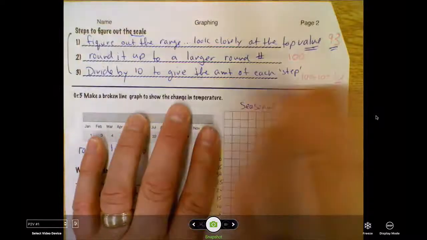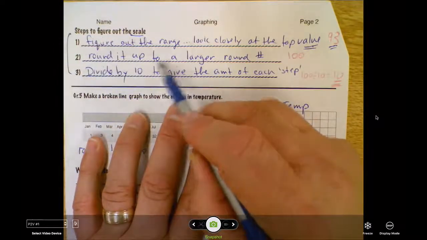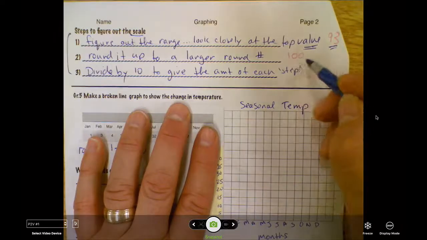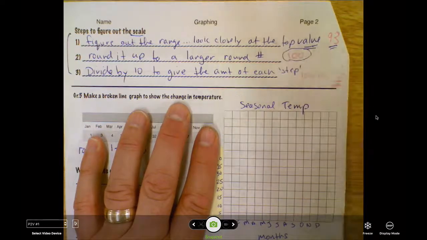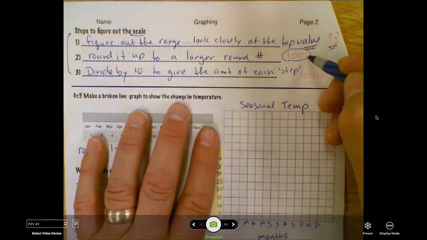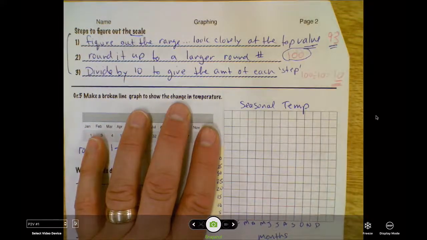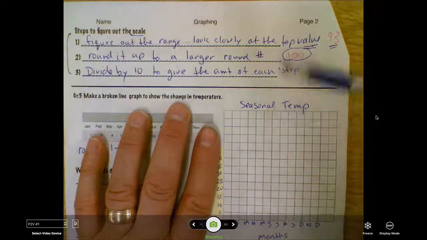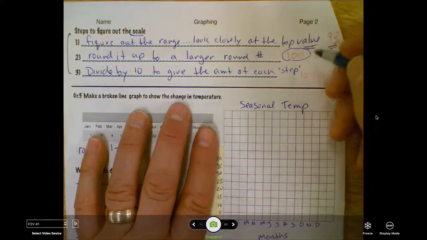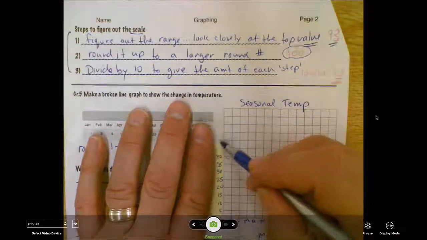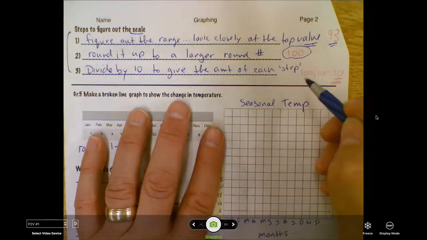Okay? What you're going to do is look at that 93 and round it up to the next larger round number. So 93, if I was going up, then maybe the next larger round number would be 100. So then I know that on my graph, the highest value along the axis is going to be 100. So how much is each individual step? Well, I take that 100.